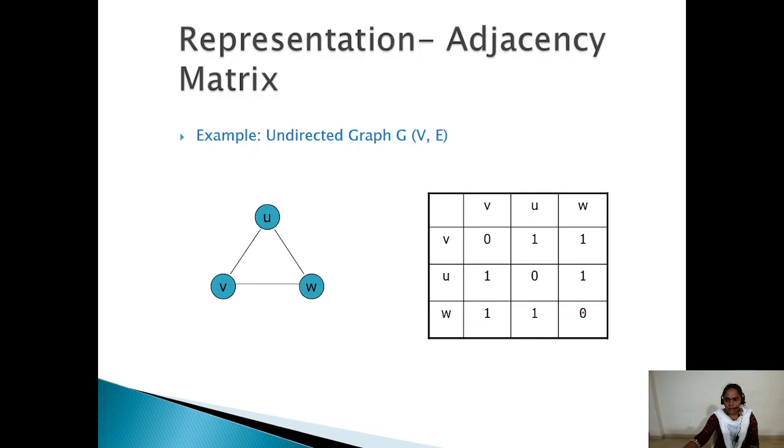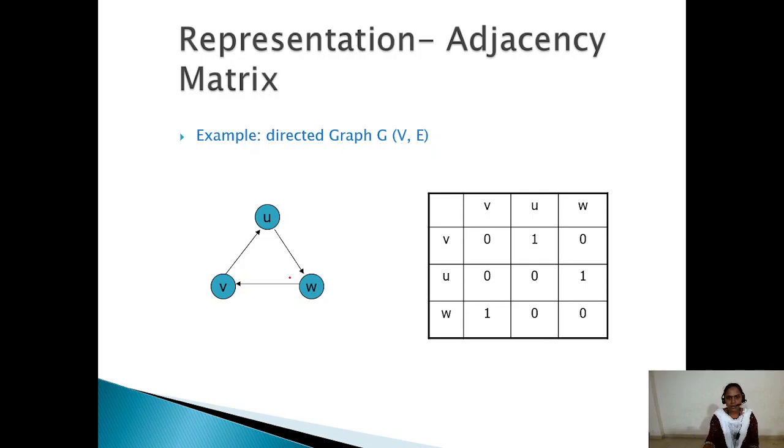Here see the row W. W is connected to V and U. Okay. 1, 1, otherwise 0. No connection to the vertices, so put 0. This is the adjacency matrix. This is the directed graph. The adjacency matrix is supported for both directed and undirected graphs.